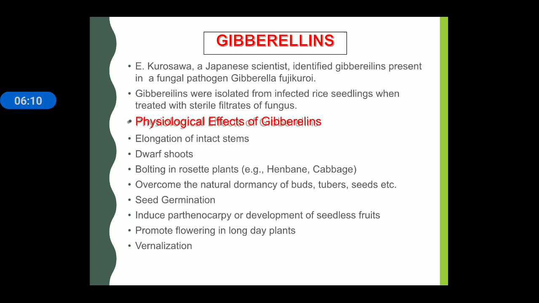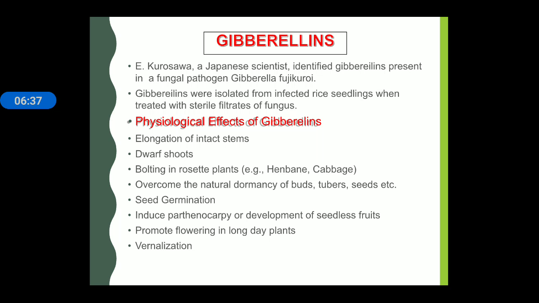Now, what are the physical or physiological functions of gibberellin? Gibberellin helps in elongation of dwarf stem, meaning if a plant is short in height, then we can treat this plant with gibberellin so that the plant will elongate. We can overcome the natural dormancy.